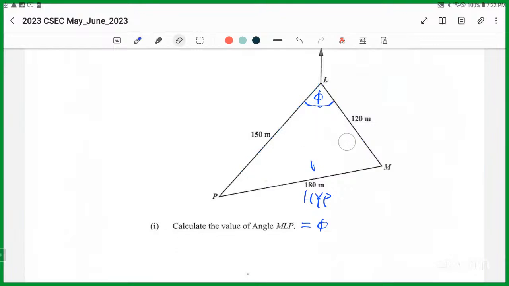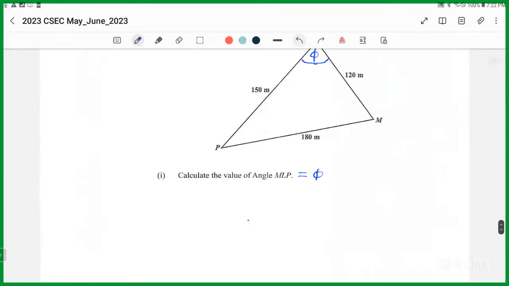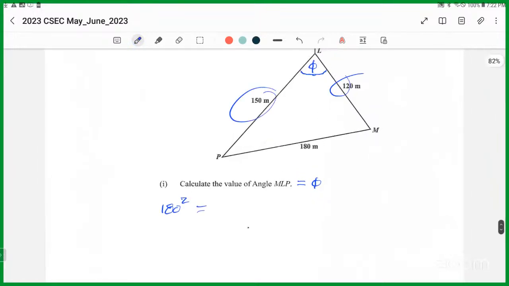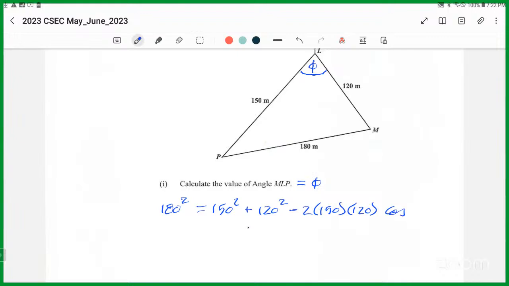So we're gonna do that. Treat this like a 90 and treat this like a hypotenuse. You basically say, for the hypotenuse, you have 180 squared. The hypotenuse equals the sum of the squares of the other two sides. It is 150 squared plus 120 squared. If it's not Pythagoras' theorem, you have to subtract a piece. Subtract 2 times 150 times 120 times the cosine of the angle between them, which is phi. That's the cosine rule. You just use it.